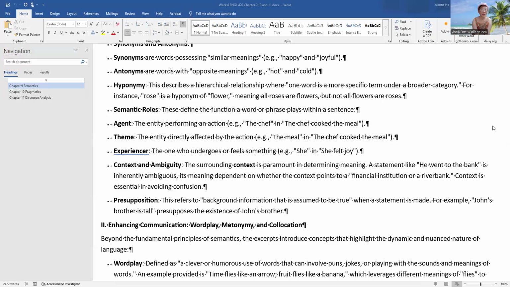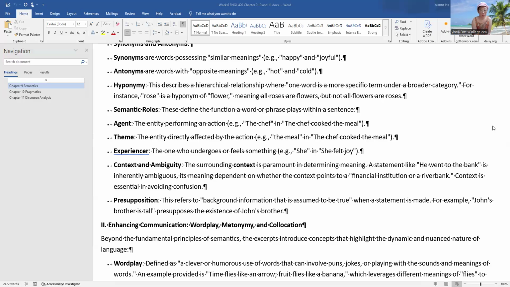But anyway, semantic roles. These define the function a word or phrase plays within a sentence. So that's just like grammar, subject, verb, object. Agent, that's like the subject of the sentence, the entity performing an action. Theme, the entity directly affected by the action. That's similar to the object of a sentence. Experiencer, the one who undergoes or feels something. Okay, that's similar to pronouns and subject of a sentence.